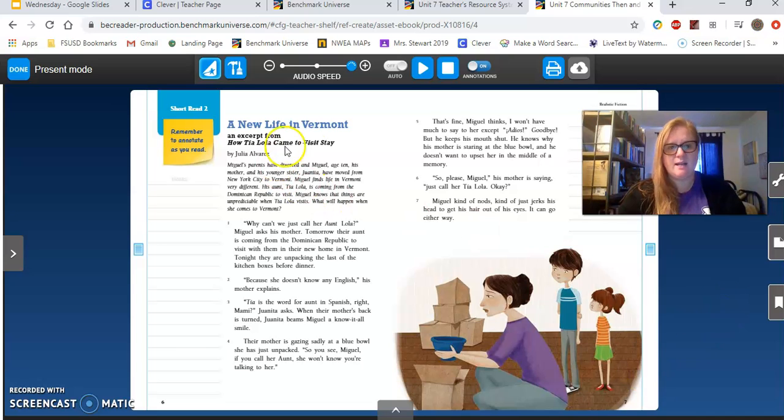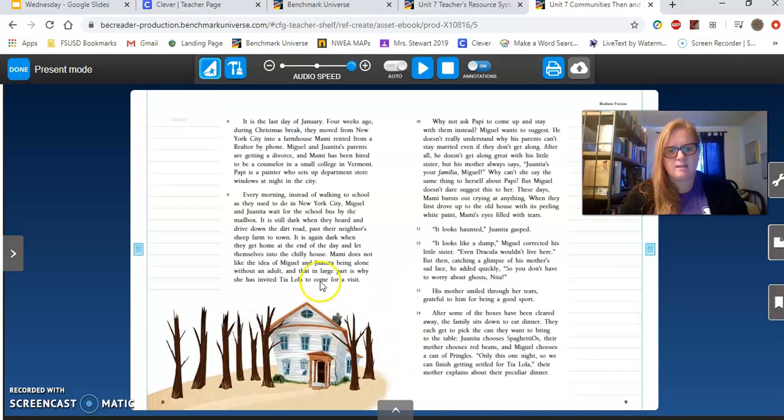All right. A New Life in Vermont. An excerpt from How Tia Lola Came to Visit, Stay, by Julia Alvarez. So we're not reading, we're just looking. I'm seeing a picture. It looks like it's a drawn picture instead of a real picture. I'm going to turn the page. That's another drawn picture. It looks like a house. It doesn't look very happy. And that's it. We're only going from page 6 to page 9.